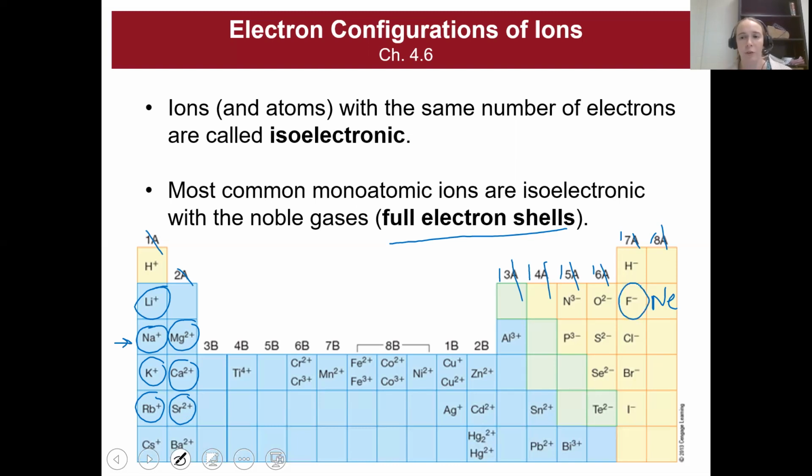Fluorine is 1 away from neon, so if we add an electron to fluorine, it'll have the same number of electrons as neon. It'll be isoelectronic with neon. We have to add 2 to oxygen to get it over to neon, and that's why we see the -2s or -1s in our group 16 and group 17 elements.